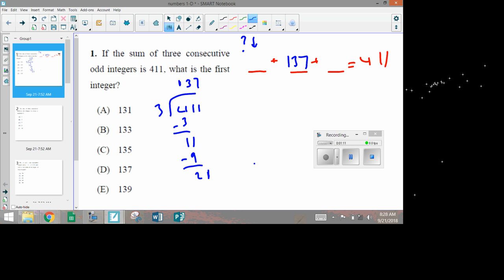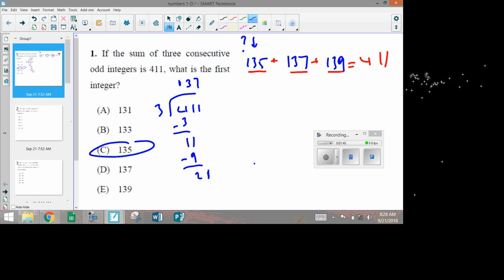So you don't have to try answers first. The question is asking for the first integer. So the answer is 136, right? Because one previous. So what is the answer? 135, because we're talking about odd integers. So what is the largest integer going to be? 139, right?